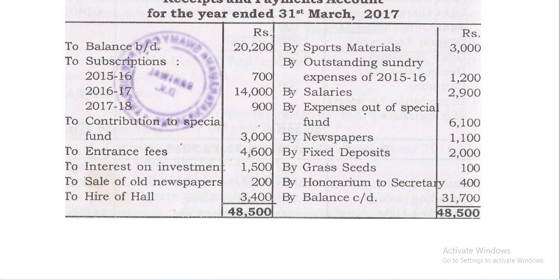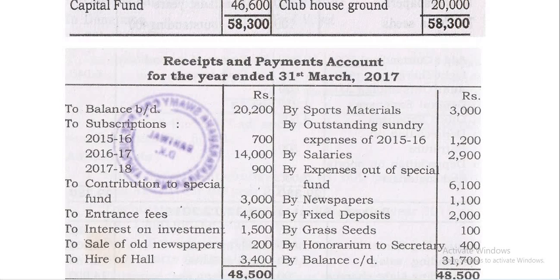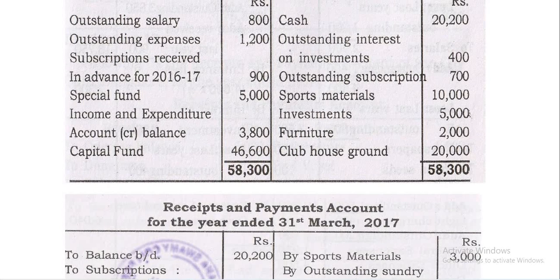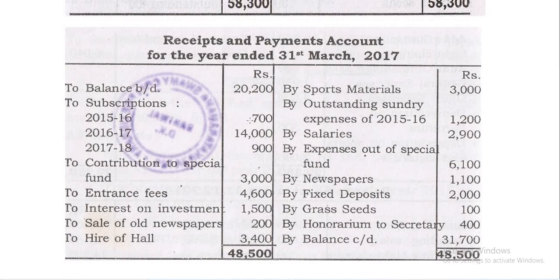Then look at the subscriptions received for the year 2015-16. It is received during the year 16-17, but for the year 15-16. But how much was outstanding? Just look at the asset side. Outstanding subscriptions 700. 700 was outstanding and 700 you have received. Therefore, nothing is outstanding during the year 2016-17. So that should be simply ignored.